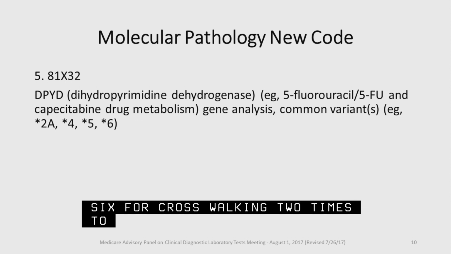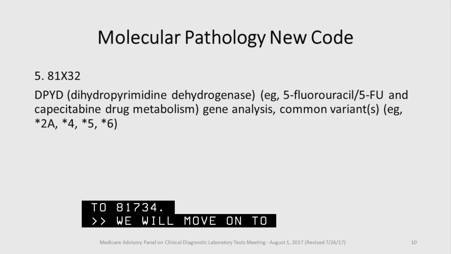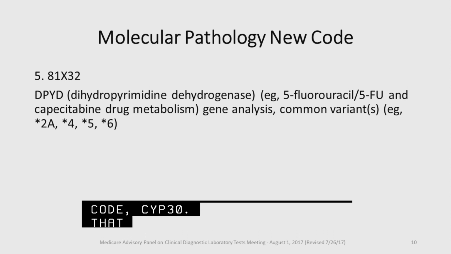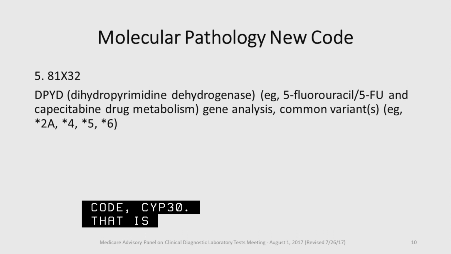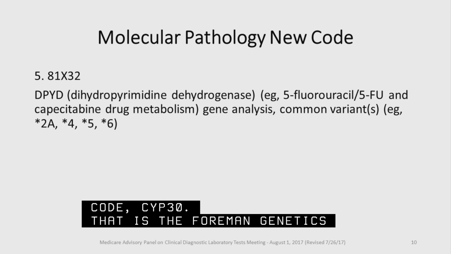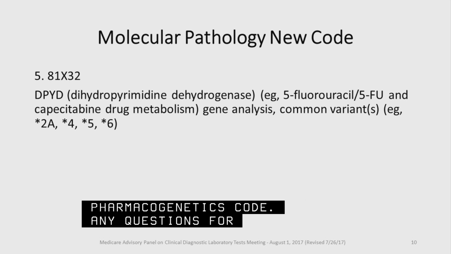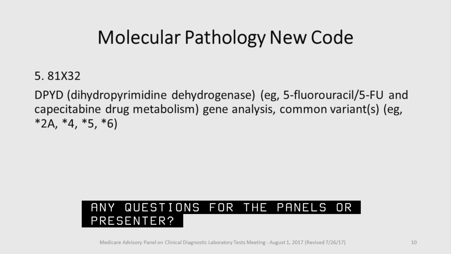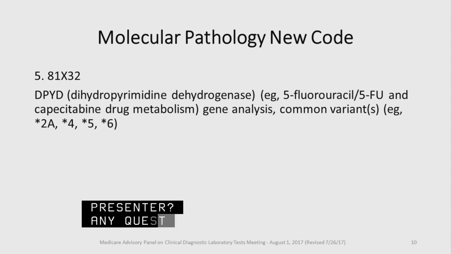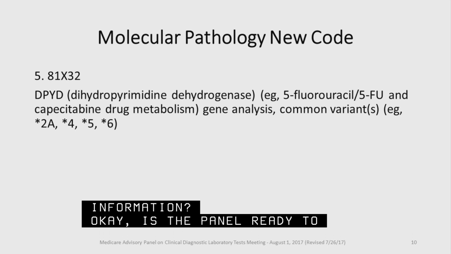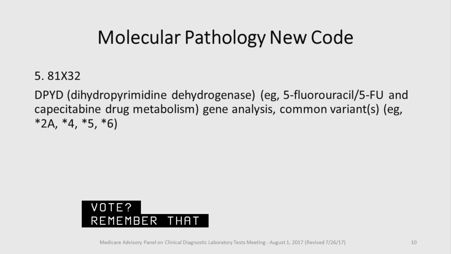So we're going to move on to the next code, 81X32. That's the DPYD pharmacogenomics code. And we have 4 recommending crosswalking to 81227. Any comments, questions from the panel for the presenter? Any comments or questions for each panel member where you may need to seek more information from each other? Okay, so is the panel ready to vote? All right, so just remember the choices are your crosswalks to 81227, gap fill.